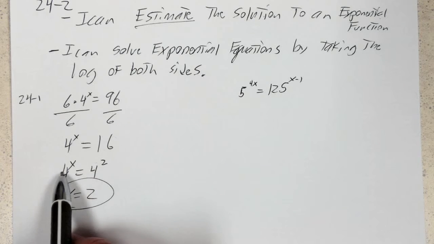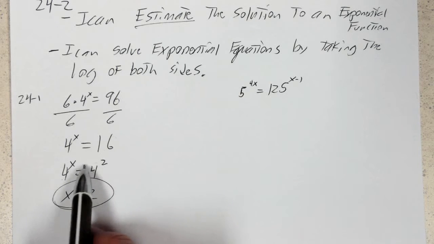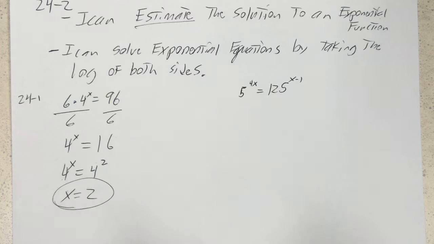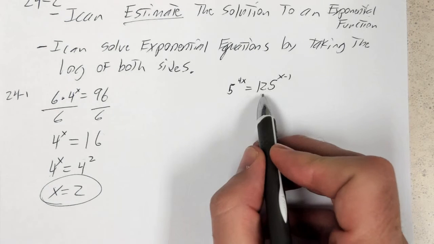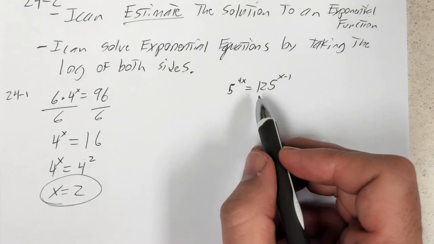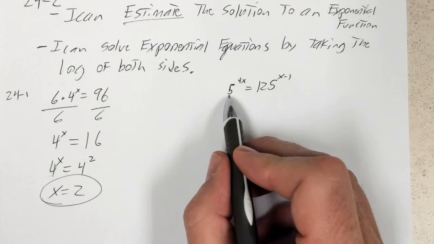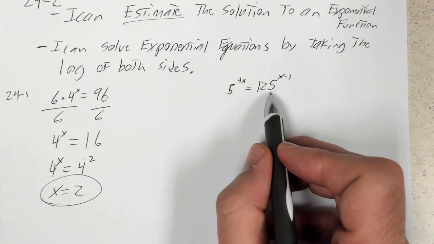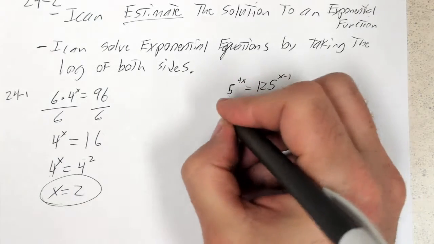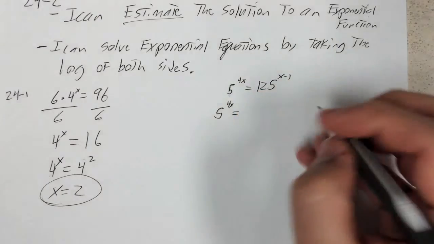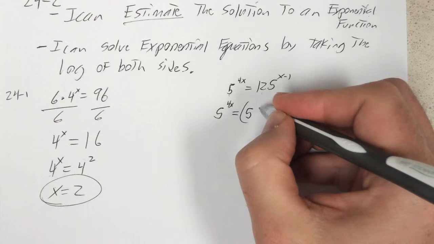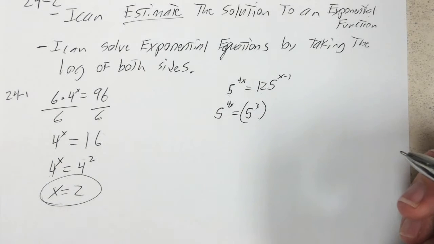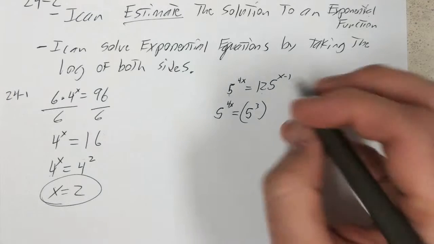If you get both sides having the same base, then their exponents can just be put equal to each other. So if we look at this one, 5 and 125, we want to get their bases to be the same. This one, the base is 5. Can we make 125 have a base of 5? So 5 to the power of 4x is equal to 5 to the power of 3, because 5 times 5 is 25, and 25 times another 5 is 125.